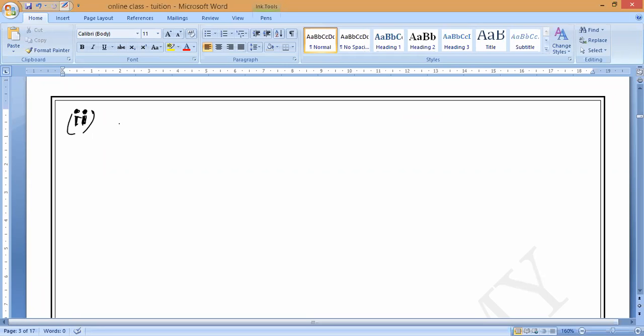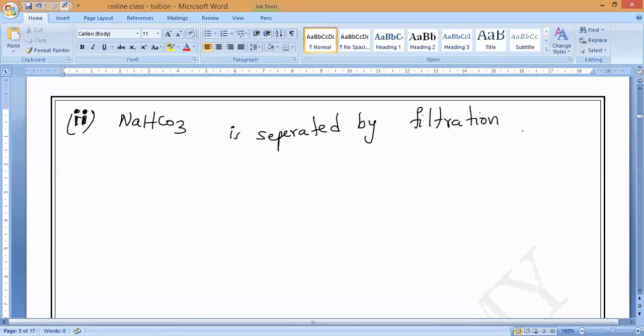Now, this sodium hydrogen carbonate, NaHCO3, is separated by filtration. Which method? Separated by filtration, and it is dried and heated. Dried and heated to remove the moisture. Do you understand, guys? So first we will make it dry to remove the moisture. Later it will start heating.